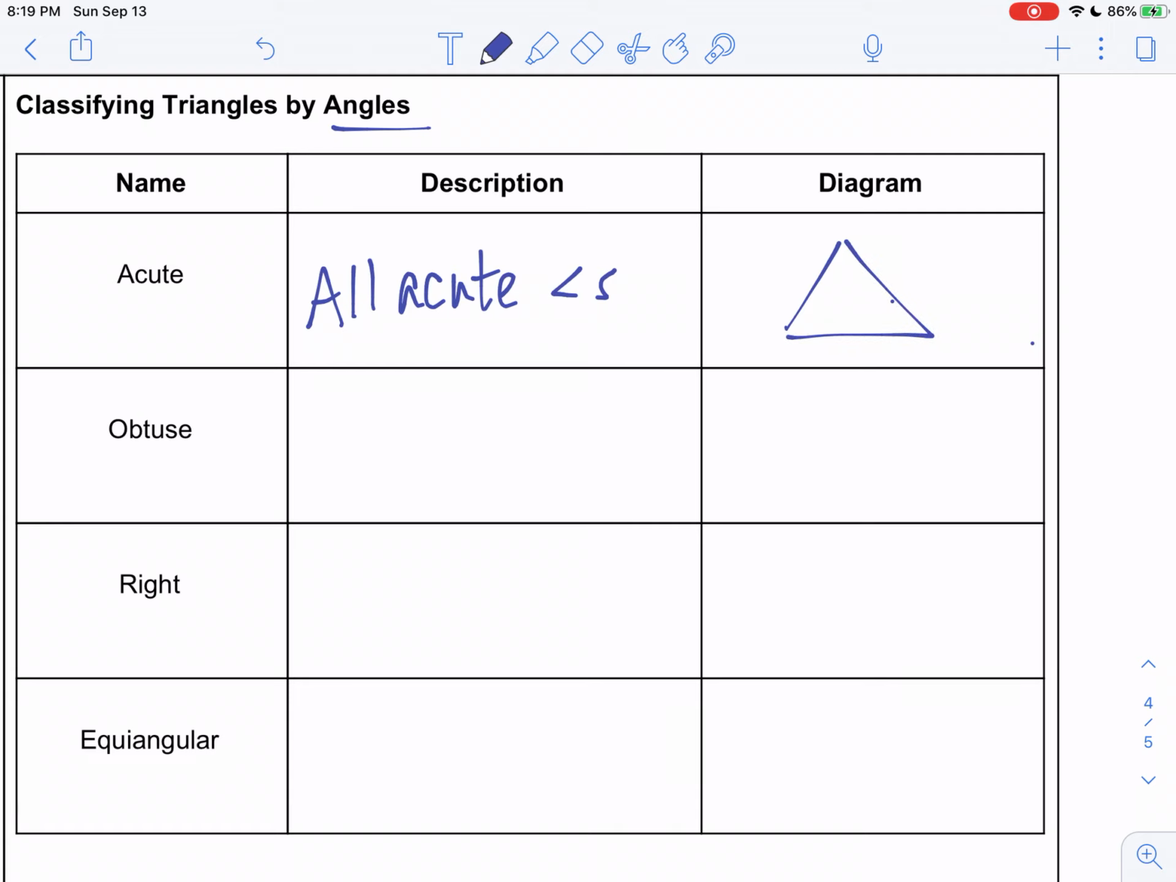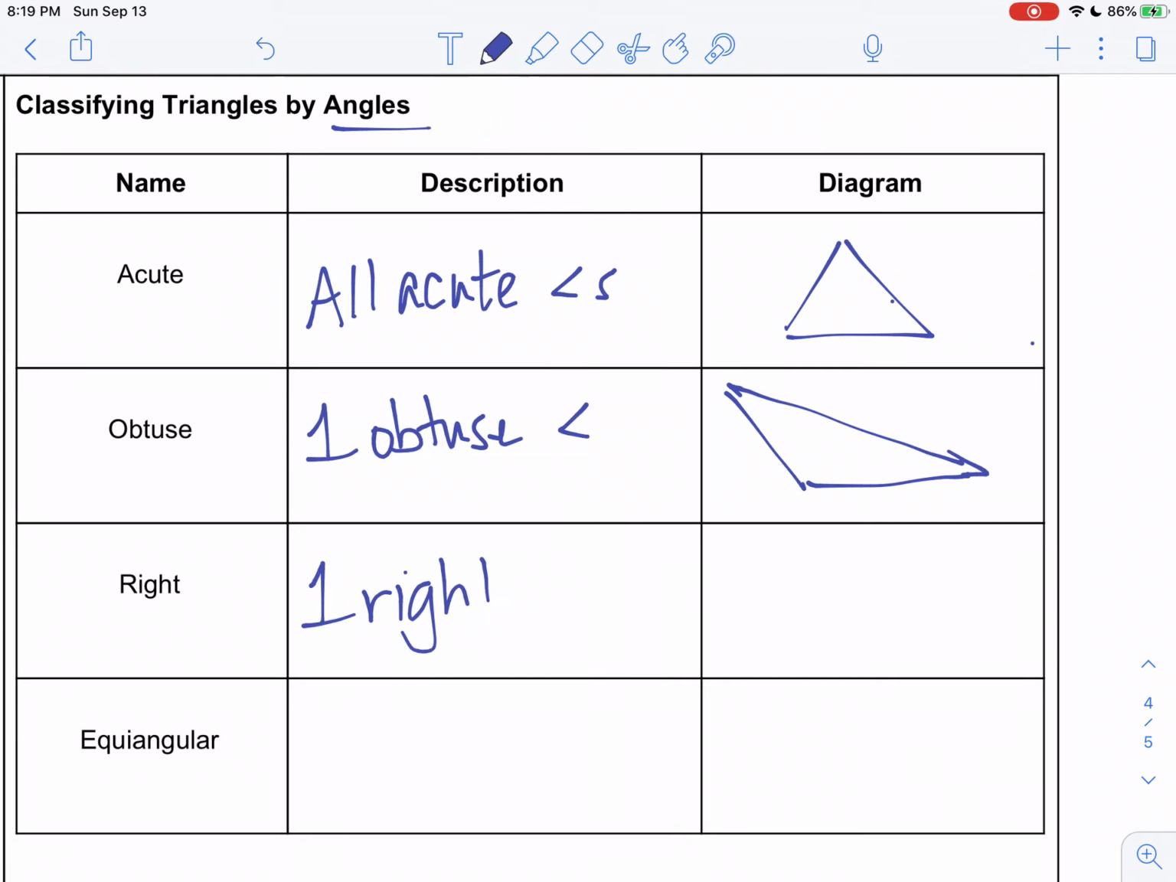An obtuse triangle is going to have one obtuse angle. If it has more than one obtuse angle, we can't connect it as a triangle. We'll talk more about that later. Angles in a triangle have to add up to 180. In a triangle, if we have a right triangle, we have exactly one right angle. If we have more than one, that's going to add up to more than 180.